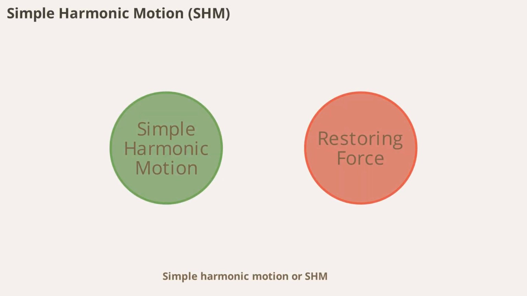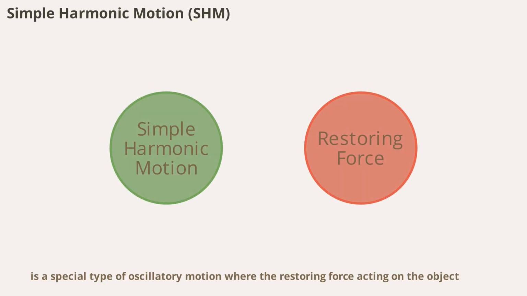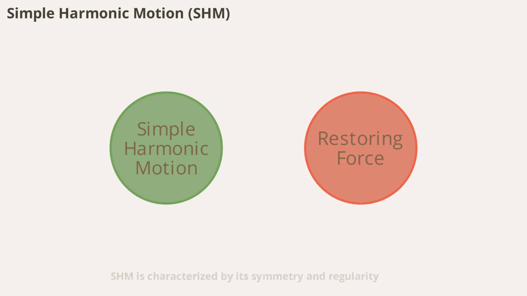Simple harmonic motion, or SHM, is a special type of oscillatory motion where the restoring force acting on the object is directly proportional to its displacement from the equilibrium position and always acts towards that position. Imagine a mass attached to a spring. When you pull it and let go, it moves back and forth in a smooth, predictable way. SHM is characterized by its symmetry and regularity, making it a cornerstone in the study of oscillations.